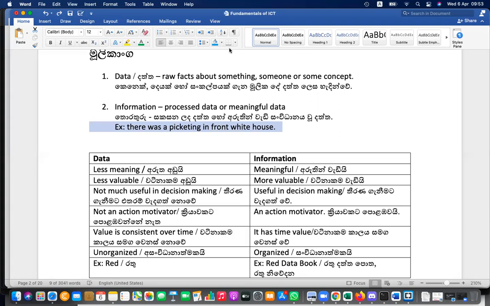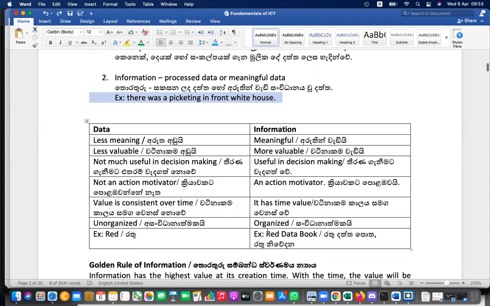The same thing: there was a fire in front of the president's house. When? It was 3 years ago. So it's not that valuable, right? That is the nature of information. It has a time value. The value at the creation time is high, but after some time, the value will diminish. It will go down. That is the nature of information.